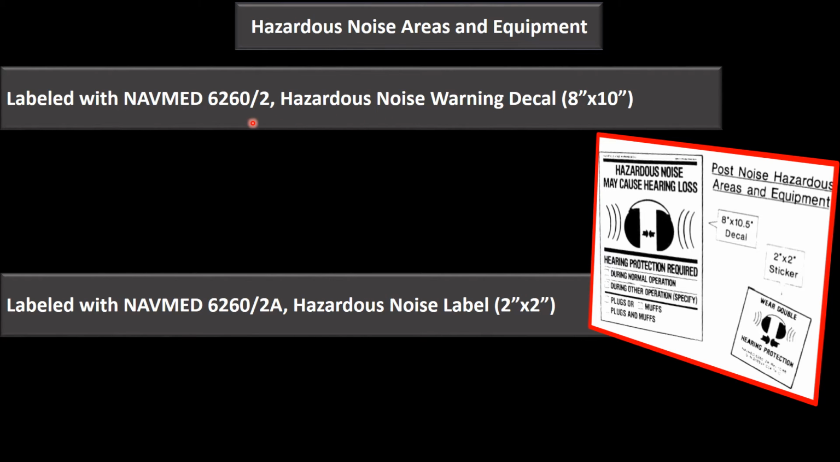We're trying to warn people, hey, put on your ear protection before you get in this area so you don't sustain any kind of hearing loss. So this is preventative medicine, 6260/2 for your noise warning decal areas.